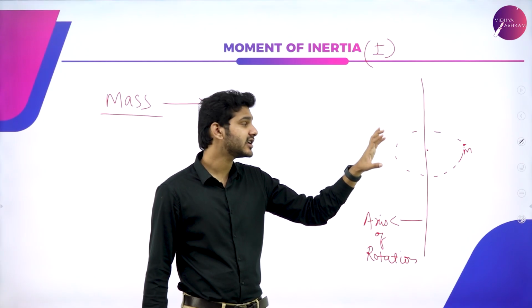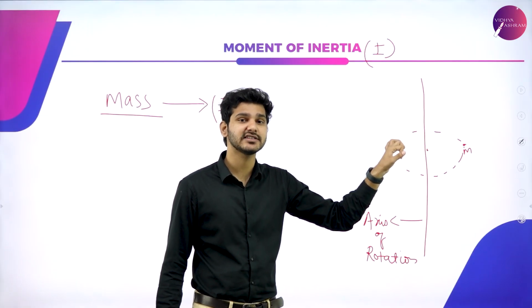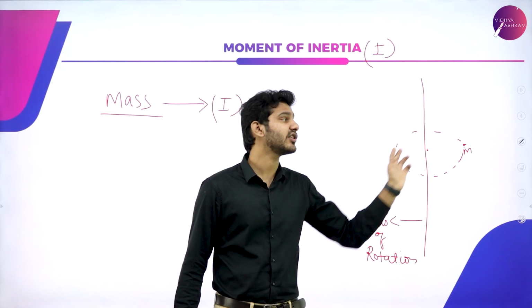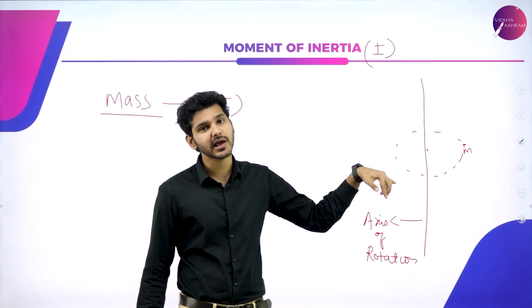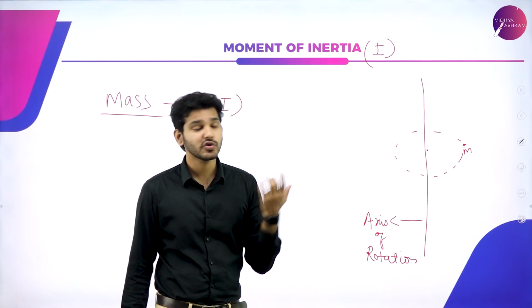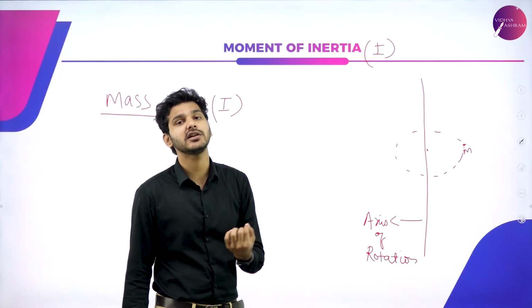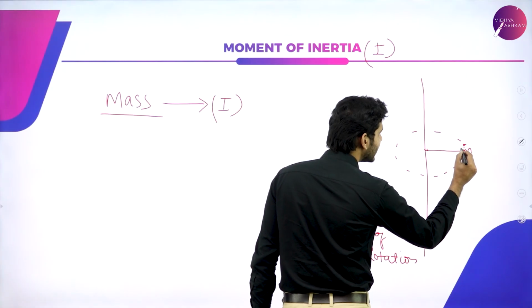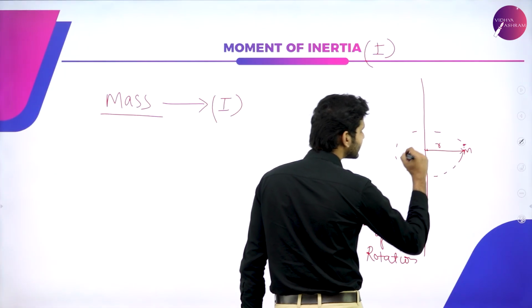If I am saying it in terms of a particle rotating about an axis, I also have to specify how far it is rotating. Is it really far away? Is it really close by? That also I have to mention. So this measurement happens from the center of the axis. From this point to here, there is a radius r.